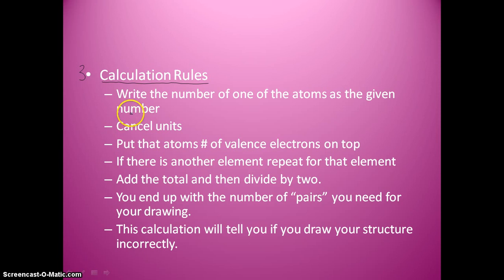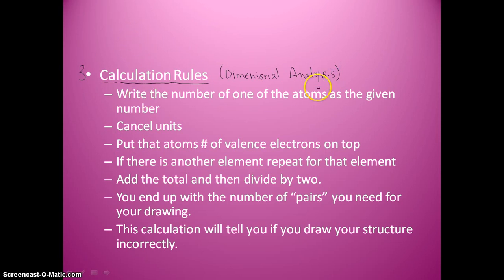Right. So now we write the number of one of the atoms as the given number. So we're actually doing a little bit of dimensional analysis. I told you guys this wouldn't go away. Never gonna go. Am I spelling this? Whoa, whoa, whoa. Oh, wow. There we go. Sorry. Okay.